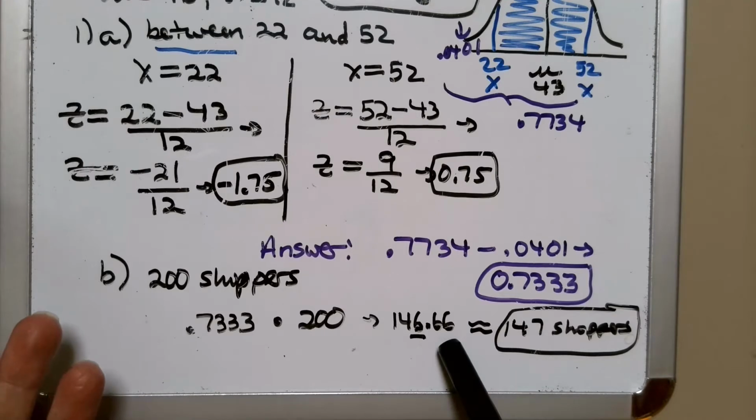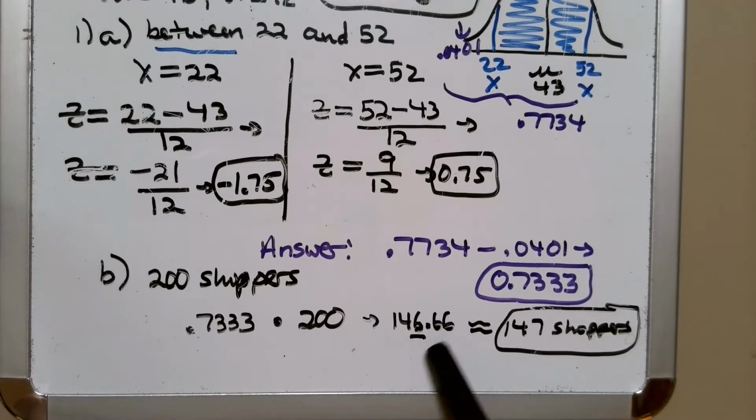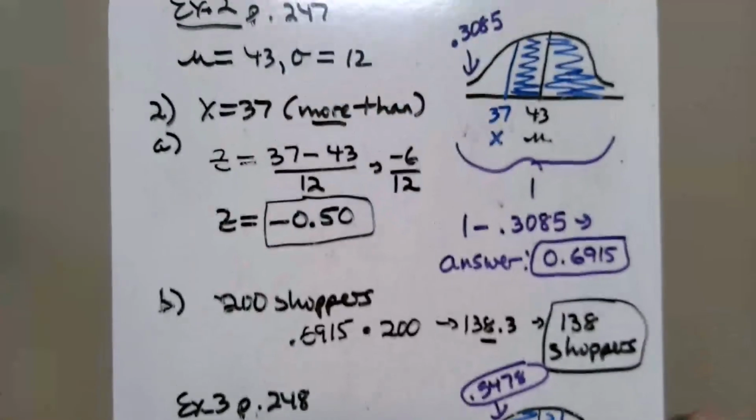You can't have 0.66 shoppers, so you look at the tenths place of 6. You round up, you can only have whole shoppers. So the answer to 1b would be about 147 of every 200 shoppers we could expect to enter that store and spend between 22 and 52 minutes in normal shopping days, right? Not like today. So now we're going to go to example 2, question 2a and b, because there are 2 more parts to that.